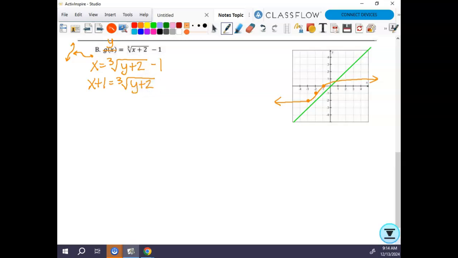How do I undo a cube root? Cube it. So I'm going to cube both sides. So x plus 1 cubed equals y plus 2. Then I'm going to subtract 2 from both sides.